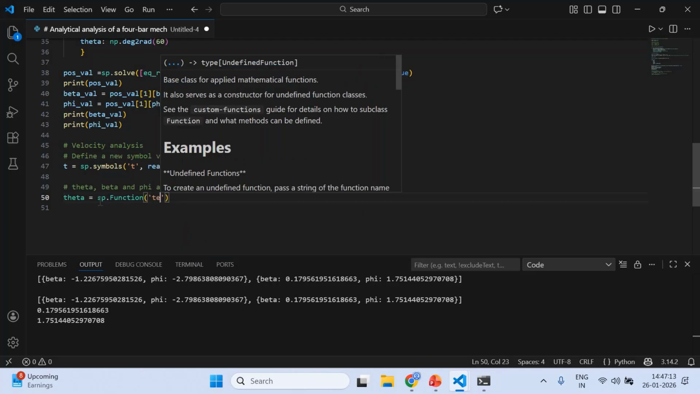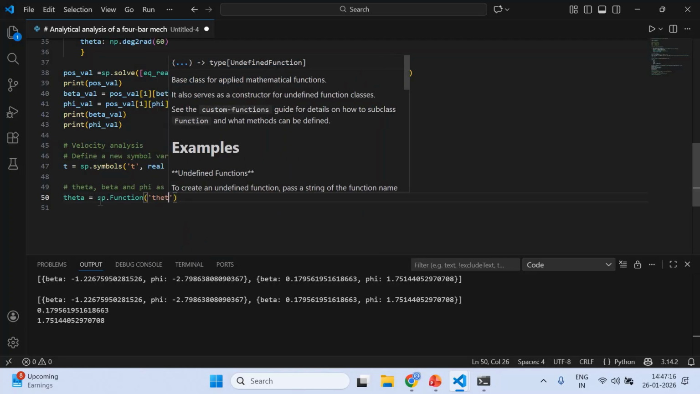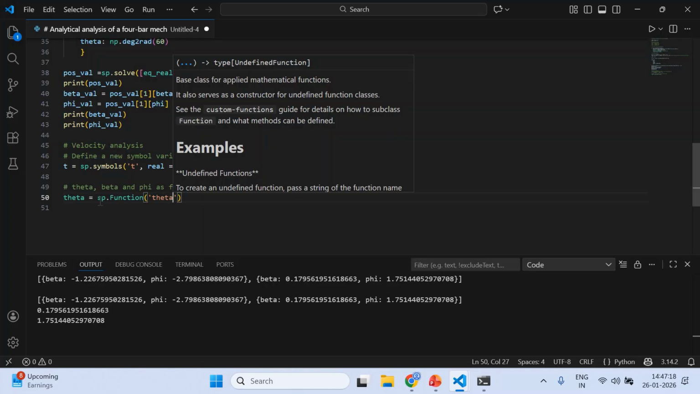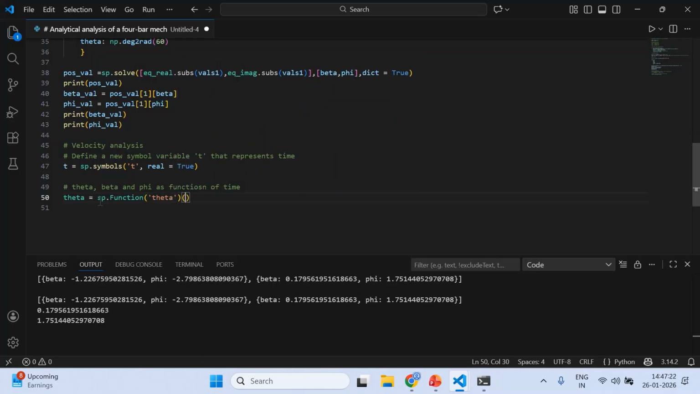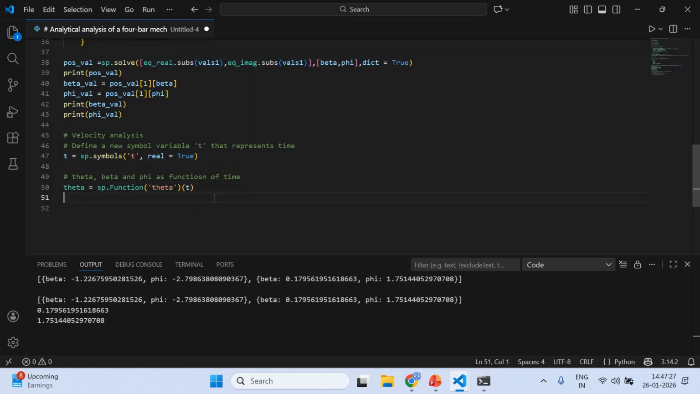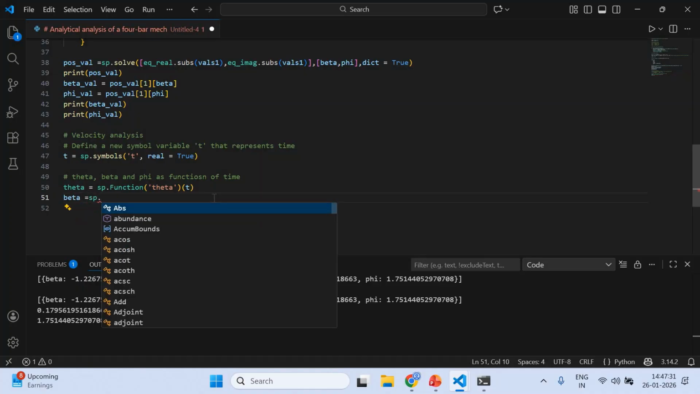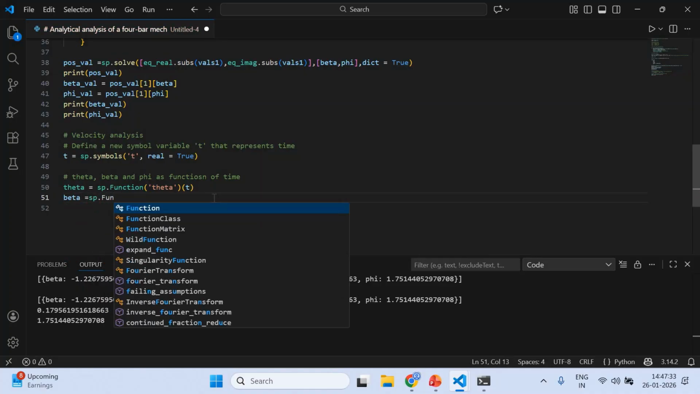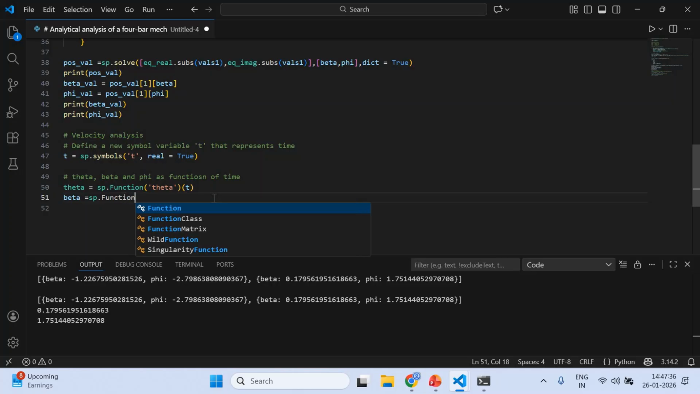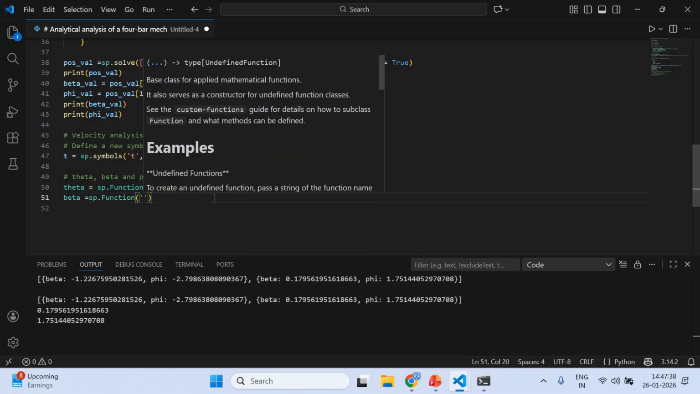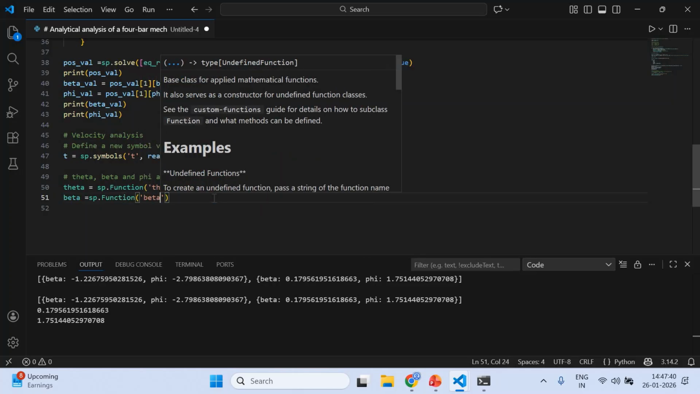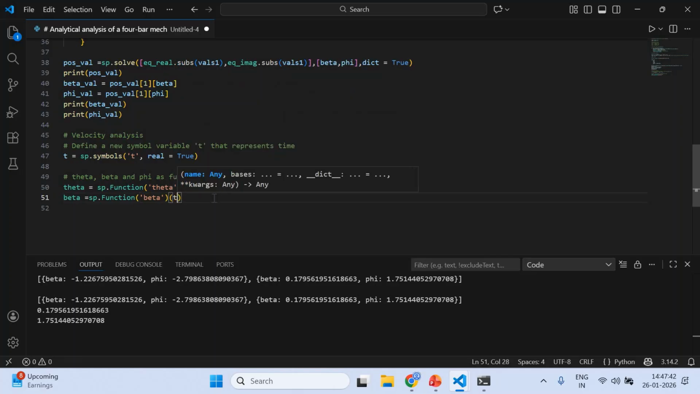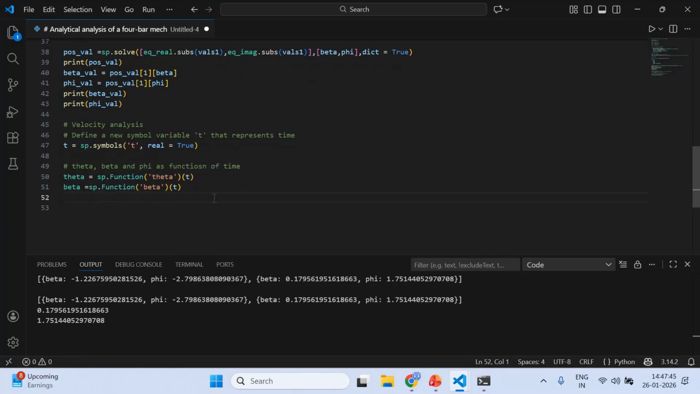Then in the bracket we have theta, and bracket close, and then finally we are simply typing t here. So just be very careful with the use of brackets. Right, so again we have sp.Function. Then again in the inverted commas you type beta, and then again in the brackets you have time t.